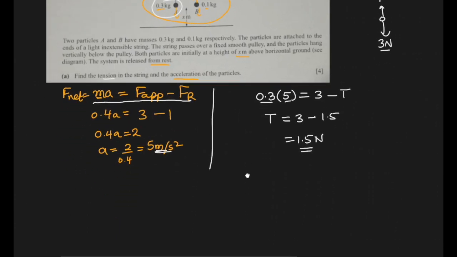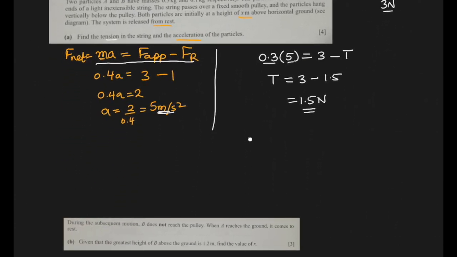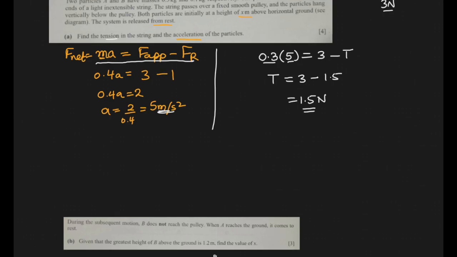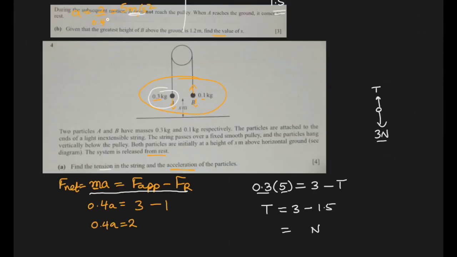Okay, let's see what the next part says. During the subsequent motion, B does not reach the pulley. Okay, so B is going up, A is going down. So let me bring this there. So during the subsequent motion, this does not reach the pulley. So B goes up, does not reach the pulley, but A has come down and hit the ground.